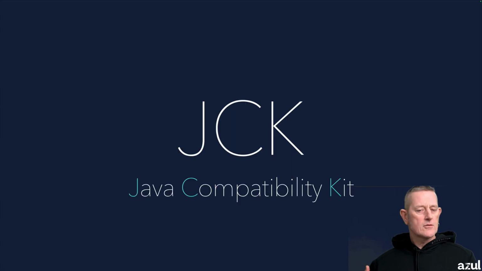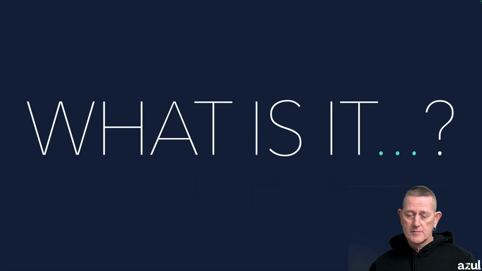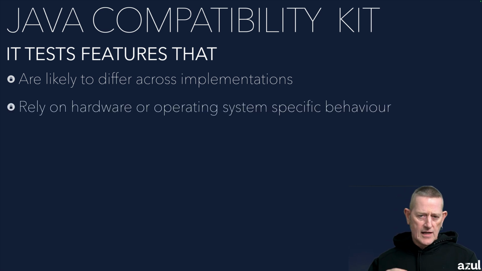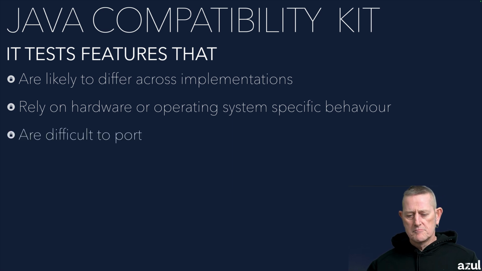So that means if we take a look at the JCK, which is the Java Compatibility Kit, which is part of the TCK, then again, the question arises, what is it, right? So like already mentioned, it tests features that are likely to differ across implementations, right? Or that rely on hardware or operating system specific behavior. That are difficult to port, right? If you have features that are difficult to port, then you need tests to make sure that it really works on all these different ports.